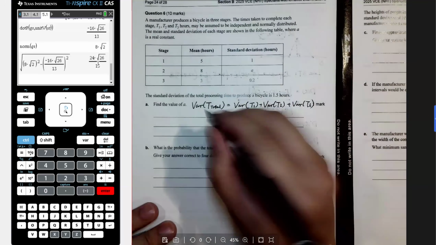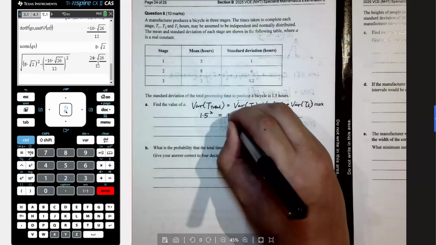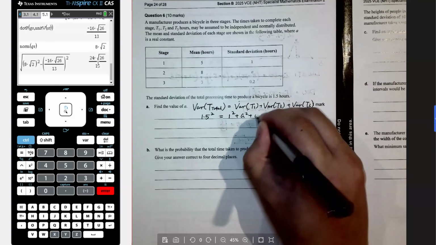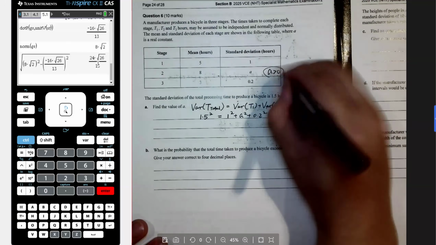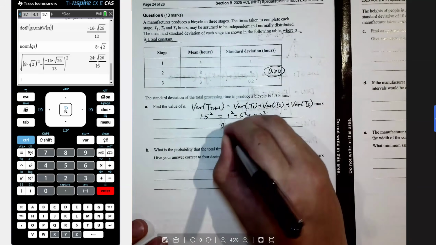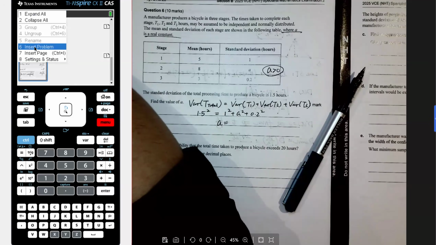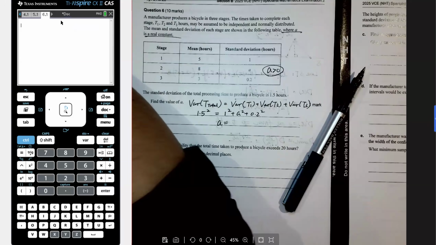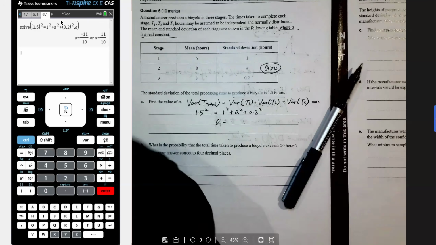Bear with me. So on the left-hand side, I have 1.5 squared. On the right-hand side, we have 1 squared plus a squared plus 0.2 squared. We just need to solve an equation. Notice that this a has to be positive, okay? A is a positive real constant, actually. So we can just solve for that. Let's grab the calculator and solve 1.5 squared equals 1 squared plus a squared plus 0.2 squared, comma a. The answer is 11 over 10, or 1.1.